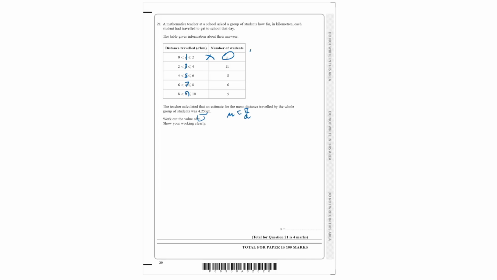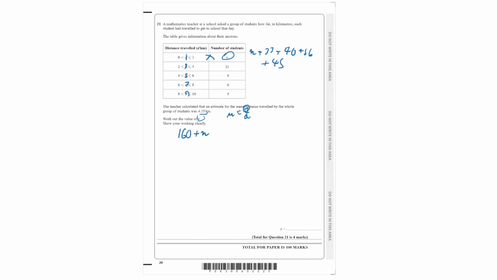So 1 times x is simply x. Now we add 3 times 11, that's 33. Then we add 5 times 8, which is 40. Then we add 7 times 6, which is 56. And 9 times 5, which is 45. That means 160 plus x is our total.